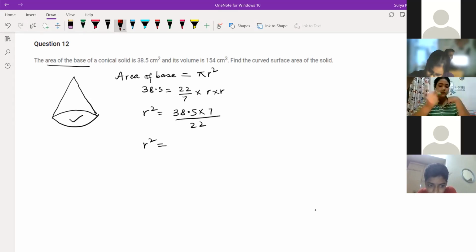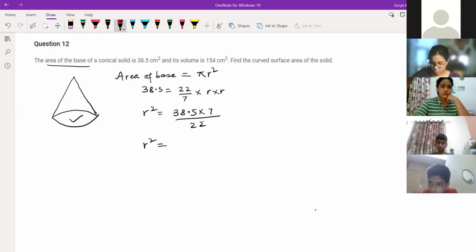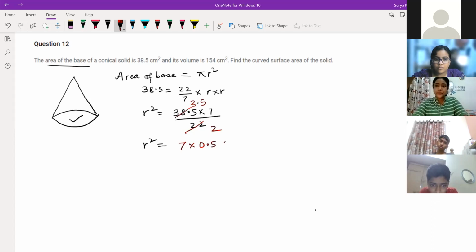Sir, radius is 3.5. How did you get it? How can we cancel this? Sir, by 11. 11 will get cancelled. 8 minus 8, 0. Yes. So 11 twos are 22. The 3.5 will come here. So 3.5 means you can write what? 7 into 0.5, right? Into 7 divided by 2. Correct?